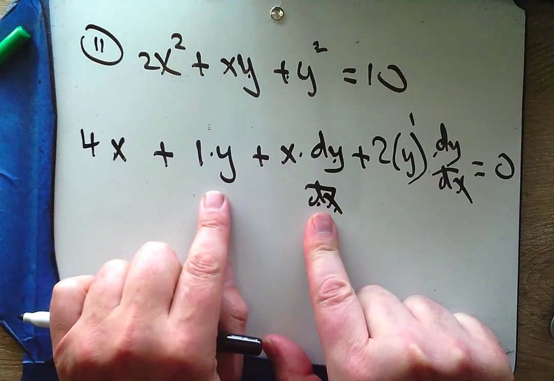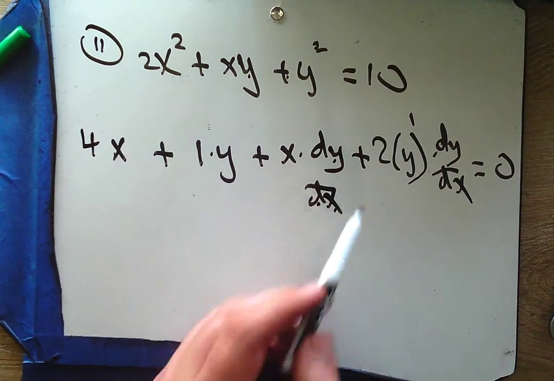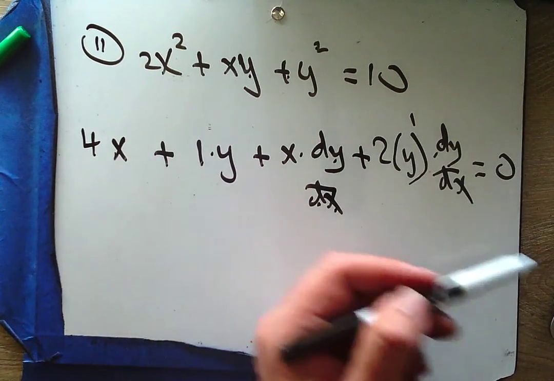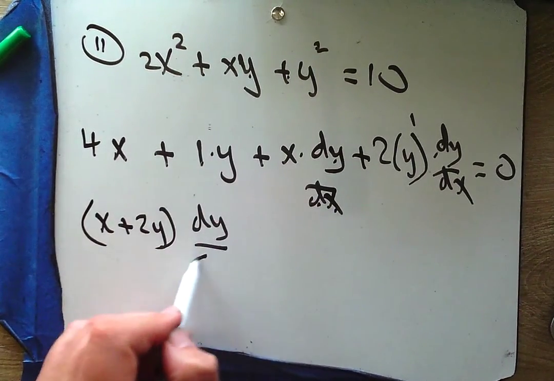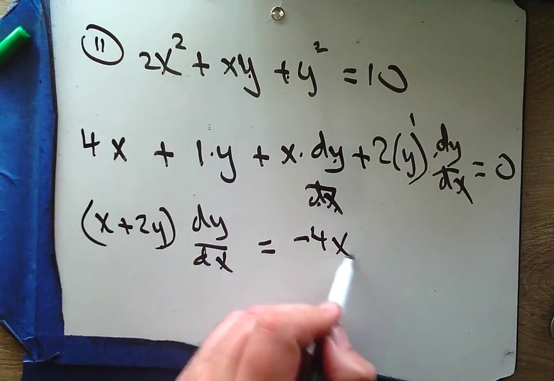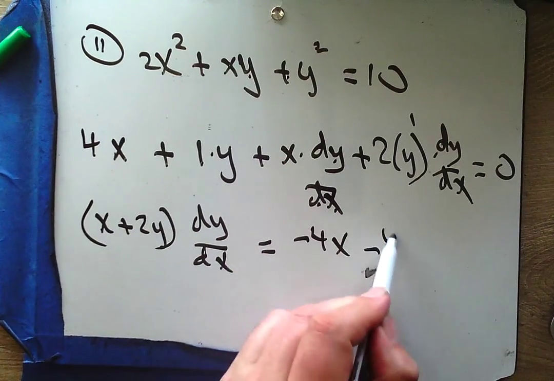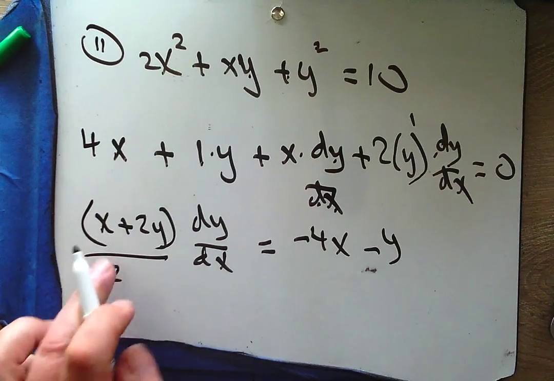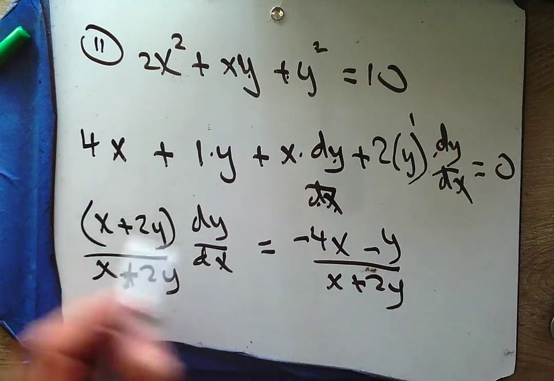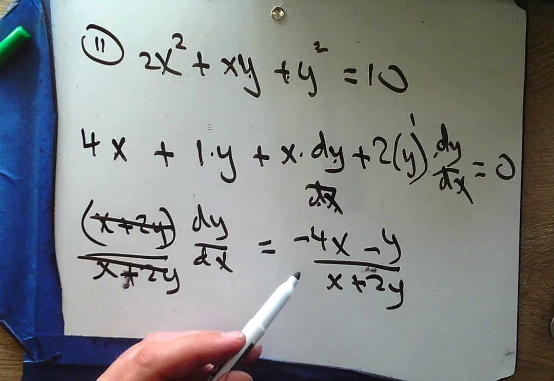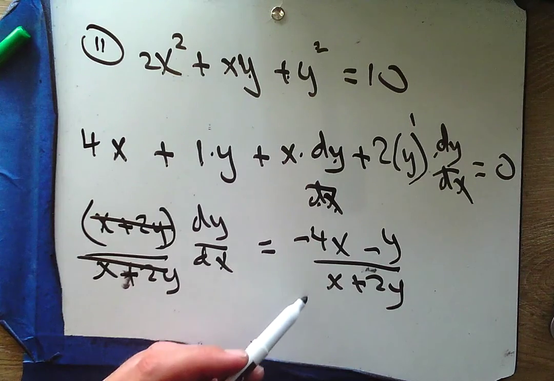I'm going to move the, I feel like I've missed something. No. Okay, I'm going to move the not dy/dx stuff over there. (x plus 2y) dy/dx equals negative 4x minus y. And so if I divide both sides by x plus 2y, I get that, which is in fact exactly what I had on the answer sheet. Okay, 12.